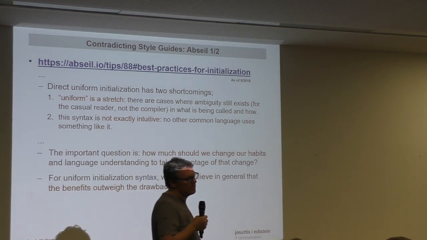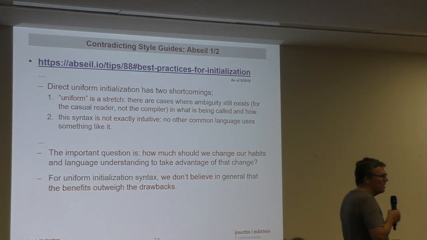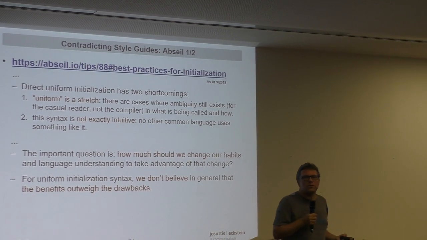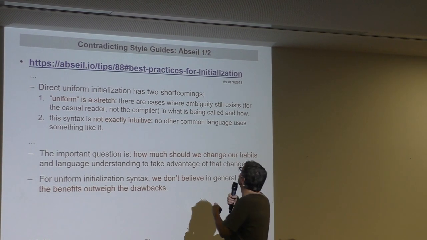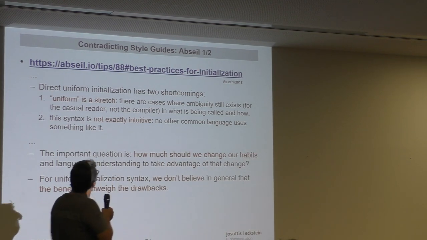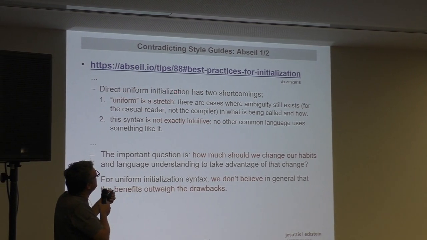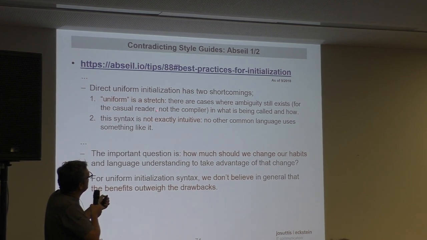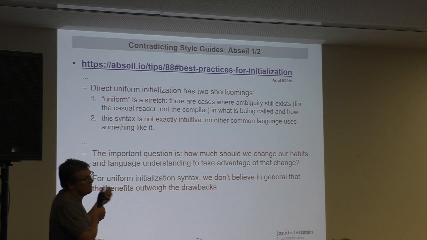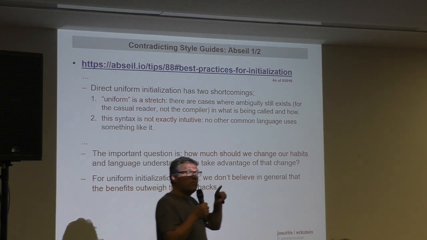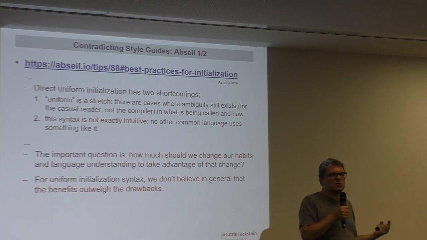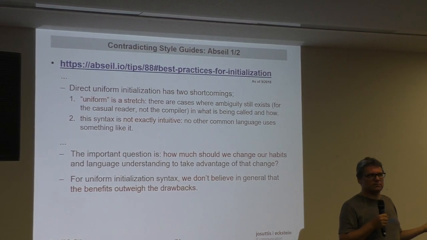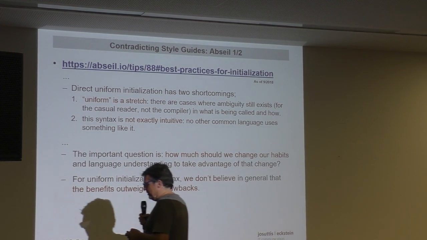So read about it, the Google style guide. Those are the C++ style guides from Google, which they now provide to the public, to the community, saying, these are the style guides to follow programming in C++. So they have a style guide about practices for initialization. They claim direct uniform initialization has two shortcomings. Uniform is a stretch. There are cases where ambiguities still exist. Yes, that's right. This syntax is not exactly intuitive. And their argument is, in a couple of places I told you that the curly braces are more intuitive than using parentheses. Their argument is, in every other language, parentheses are used, which is a valid argument.